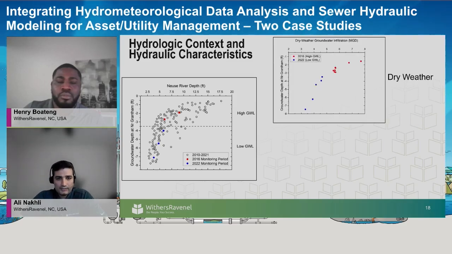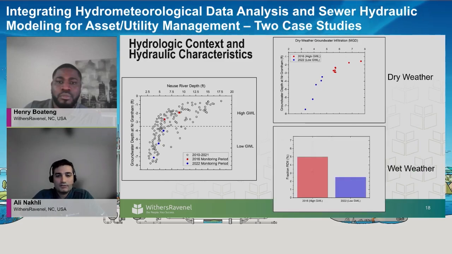Using the combination of these two datasets, we estimated the dry weather groundwater infiltration. As you can see in this graph, it varies significantly from 3 to 8 mgd, depending on the groundwater level. Since the wastewater treatment plant capacity is 14 mgd, during high groundwater level, more than half of the incoming wastewater could be only groundwater infiltration. The same trend was observed for wet weather also. We had higher RDII response and also higher deviation in RDII response when we had higher groundwater level.